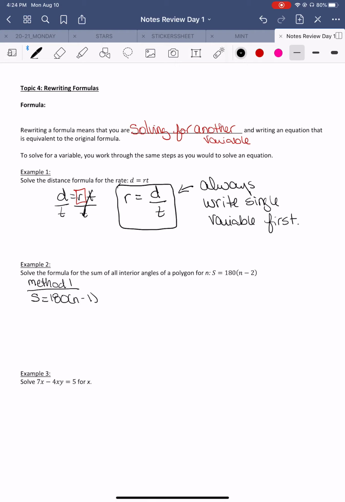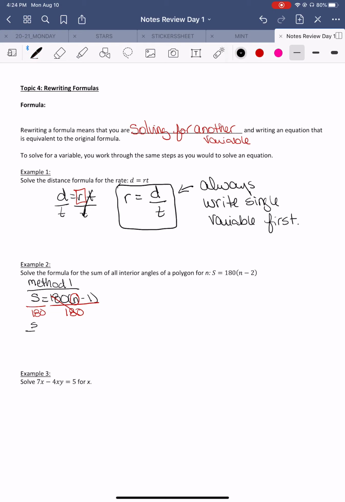So our goal is to solve for n. Let's think about what we need to do to isolate n. We can see that we have 180 being distributed into n minus 2. So the first thing we need to do is get rid of 180. We're going to divide both sides by 180.